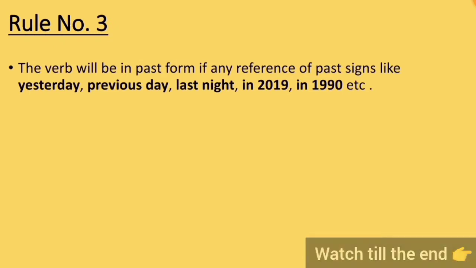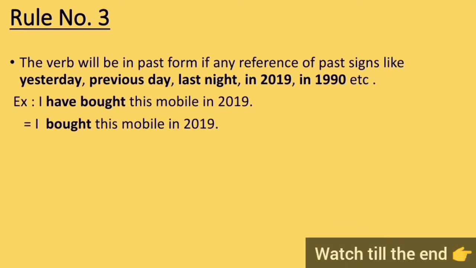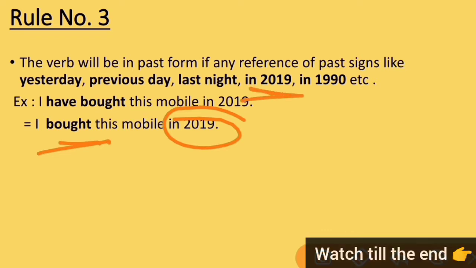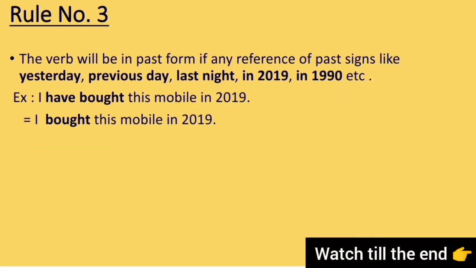The verb will be in past form if there is any reference of past signs like yesterday, previous day, last night, in any previous year, etc. Here, "I have bought this mobile" is wrong. It will be "bought" because of the past year 2019 or any past year. If there is a reference to any past year like 1990, it will be simple past tense. Let's see other examples.